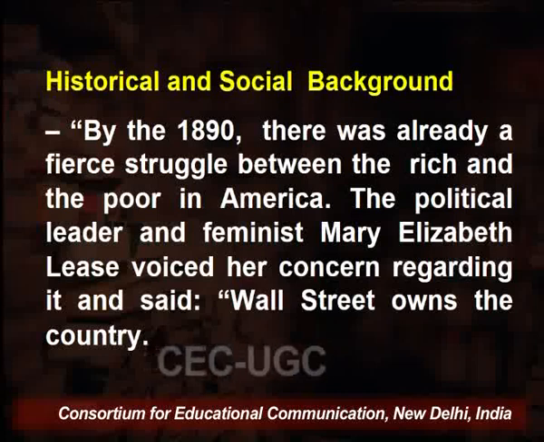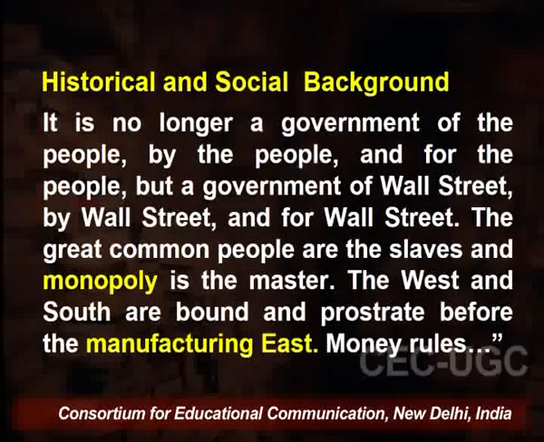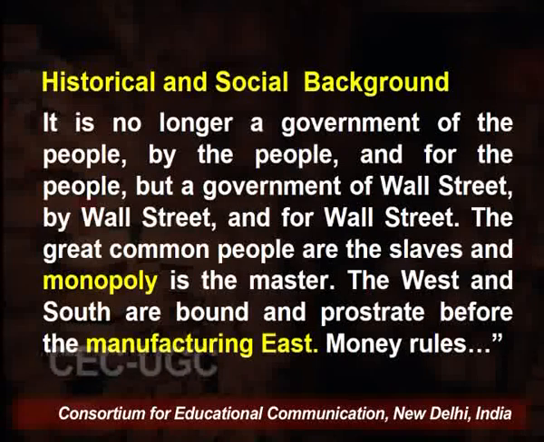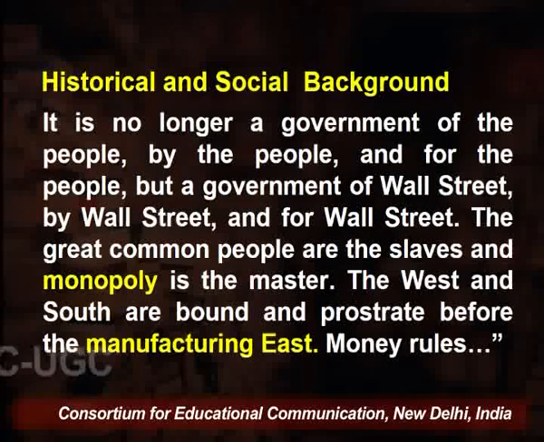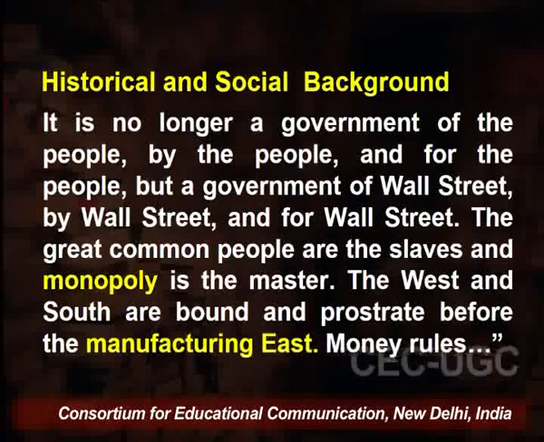and I quote, that Wall Street owns the country. It is no longer a government of the people, by the people and for the people, but a government of Wall Street, by Wall Street and for Wall Street. That the common people are the slaves and monopoly is the master. The West and the South are bound and prostrate before the manufacturing East. Money rules. So this is the situation of America at that time: the country is divided into two distinct groups of the rich and the poor, and the power is in the hands of the big businesses, that is, Wall Street.